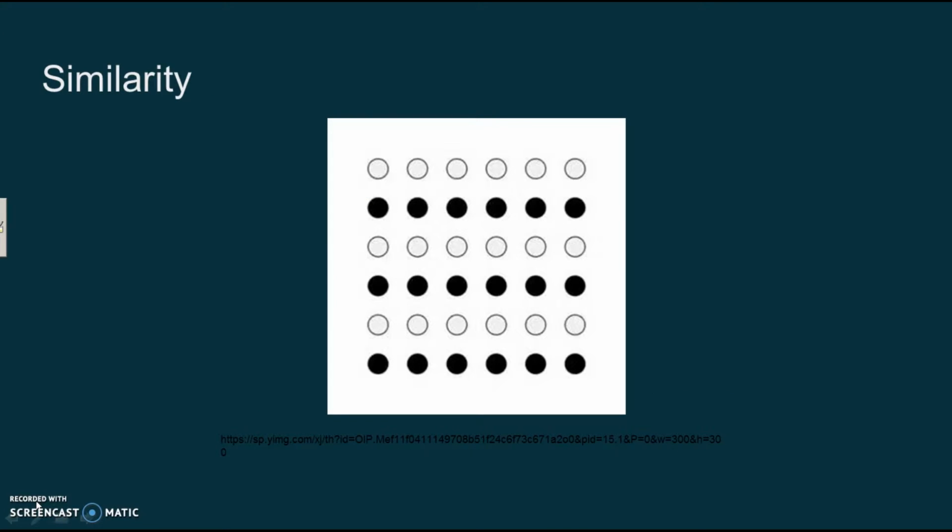The next principle is similarity. This has to do with the mind's tendency to group items based on similarity. In this case, what we have is a group of circles. So we have 6 rows of circles. But the mind is going to have a tendency to see 3 rows of black circles and 3 rows of white circles. So where similarity comes into play in designing instruction is that it establishes consistency and predictability.